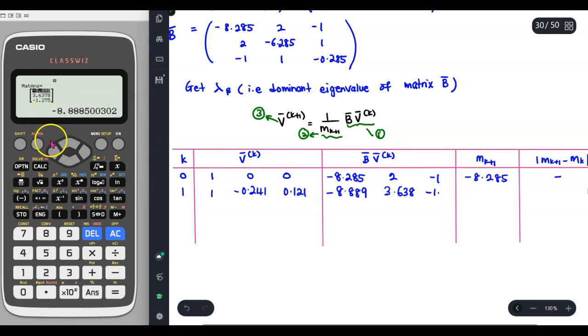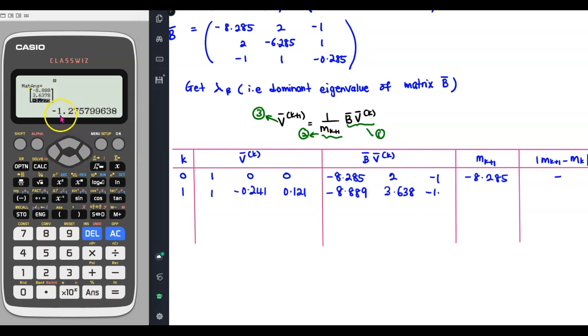So you need to scroll down here because we don't know what is the length of the third one here. So that one is negative 1.27, negative 1.276, in 3 decimals.